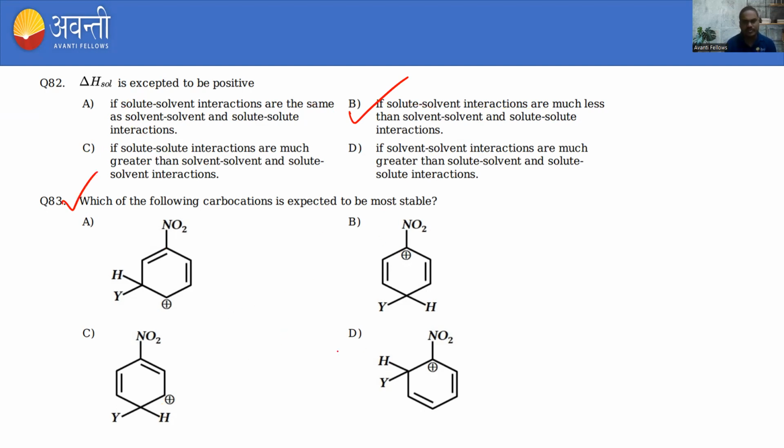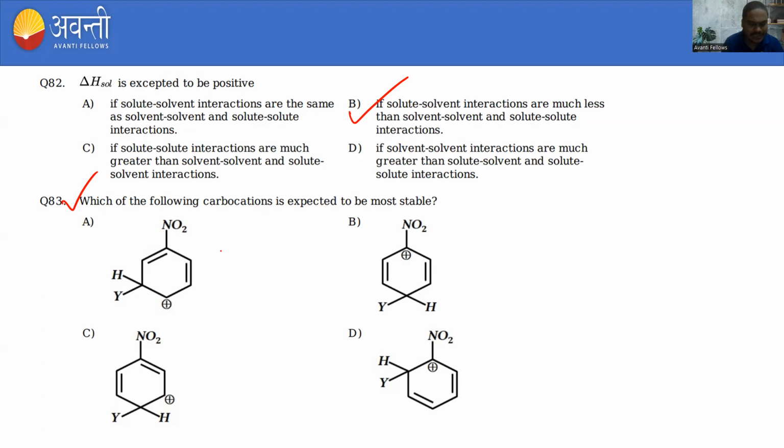So we have NO2, NO2, NO2, an electron-withdrawing group. Here we have a carbocation at this position, at this meta position, and at this para position. They are asking which is much more stable. We all know that the NO2 group exhibits a minus I effect. The NO2 group is exhibiting a minus I effect, hence it is a meta-directing group.